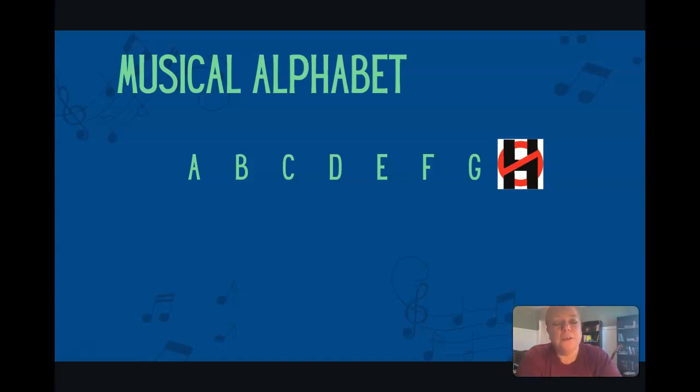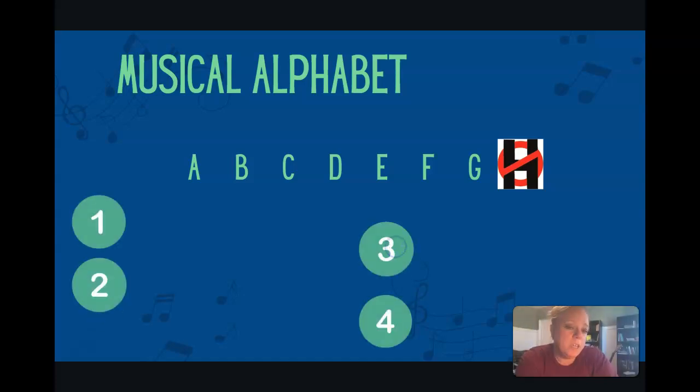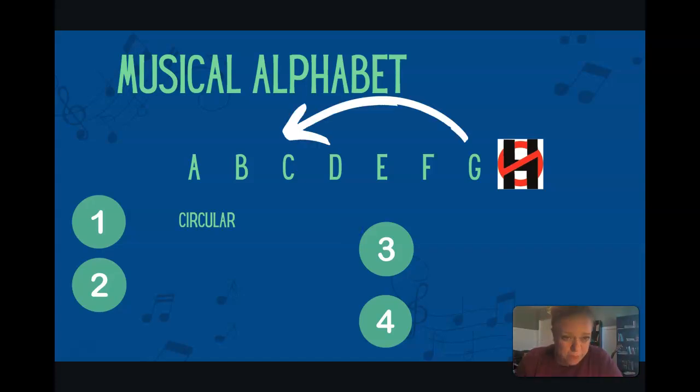All right. So it is important for you to realize that when we're talking about the musical alphabet, not only do we have those 7 letters, but there are 4 ways that we use the musical alphabet that you have to be aware of. You have to know how to interact with the music in this way. So the first thing is that it is circular. That means that when you get to the end of the musical alphabet, you go back to the beginning to start over again. So A, B, C, D, E, F, G, A, B, C, D, E, F, G, A, B, C, D, E, F, G. That's how the musical alphabet works.